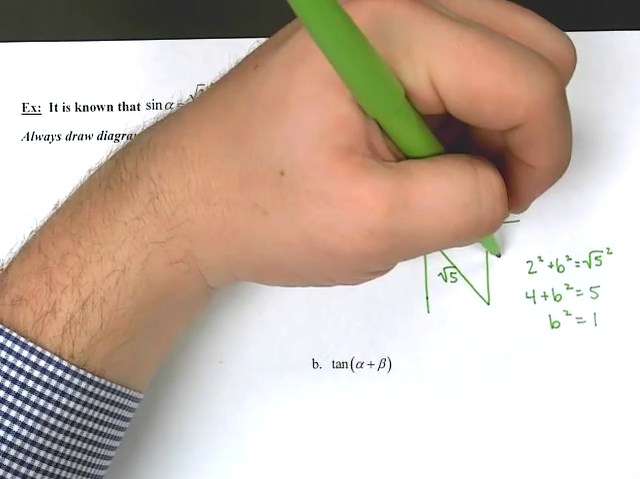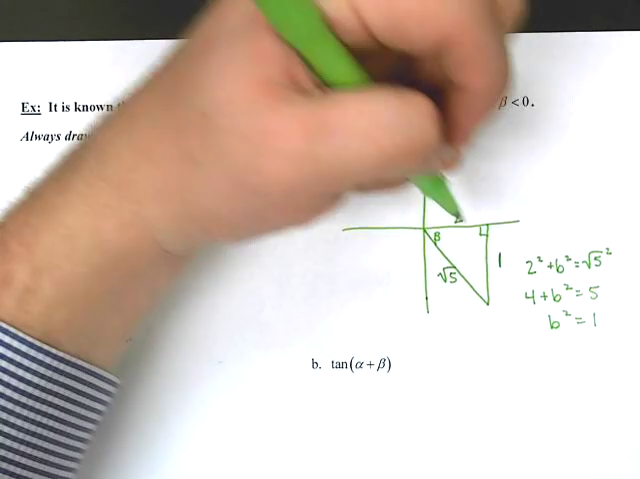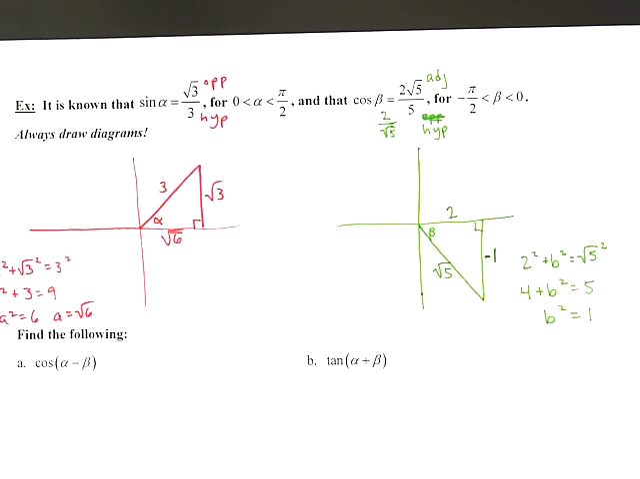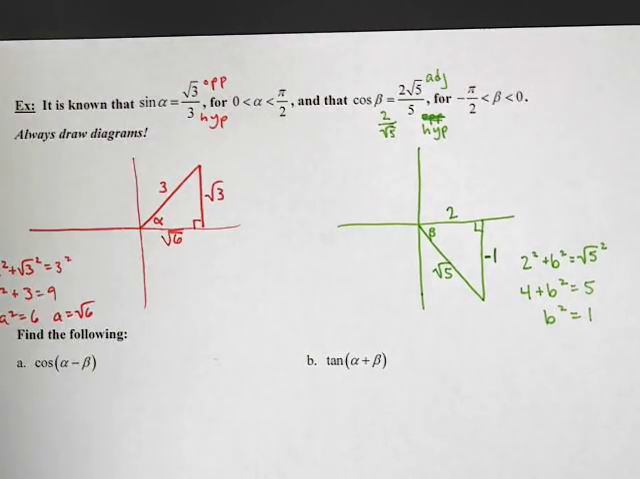So of course we know that the y value is going to be 1, but because it's going down, please make sure to put a negative. Okay? Alright. I think that will be good. Let's see how this goes.